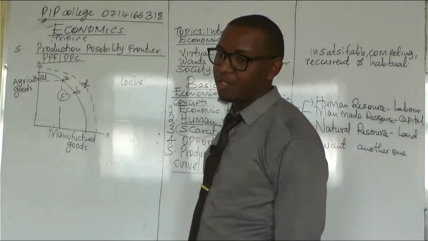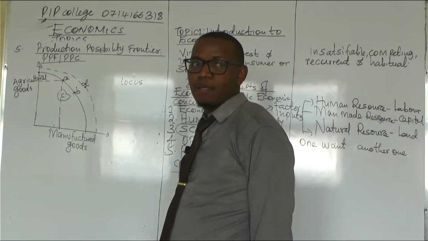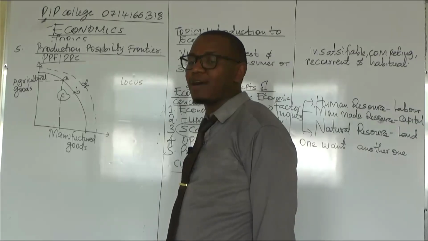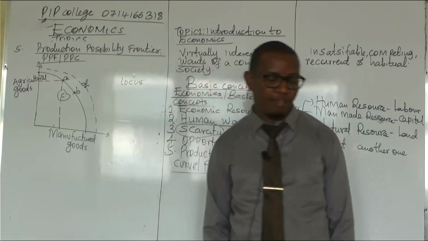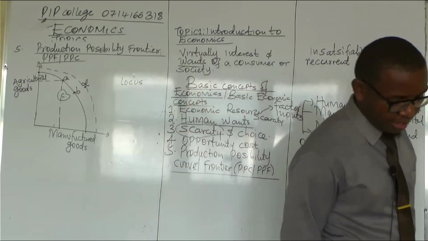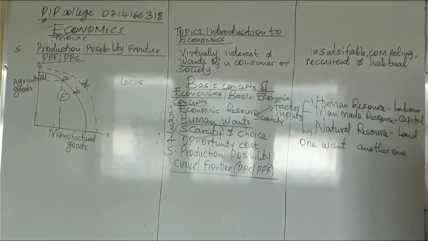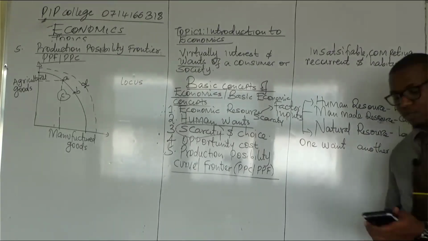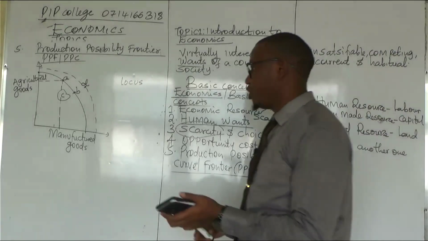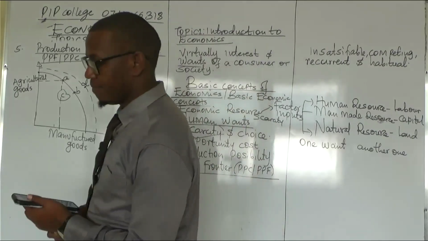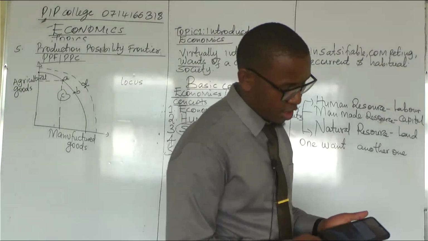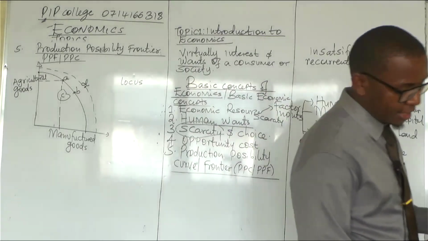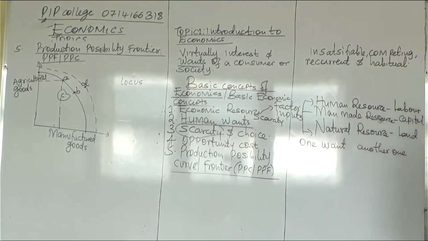You also add and you say, the production possibility curve, that is the PPC, is concave to the origin, indicating the concept of increasing opportunity cost.